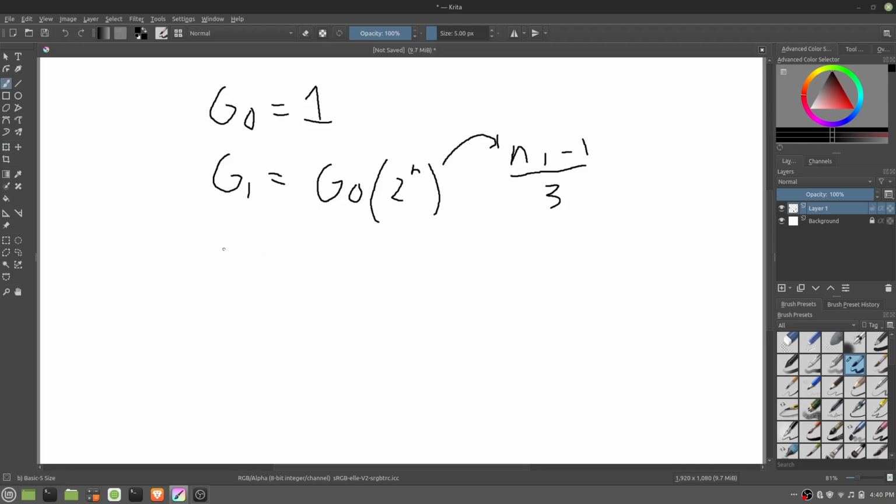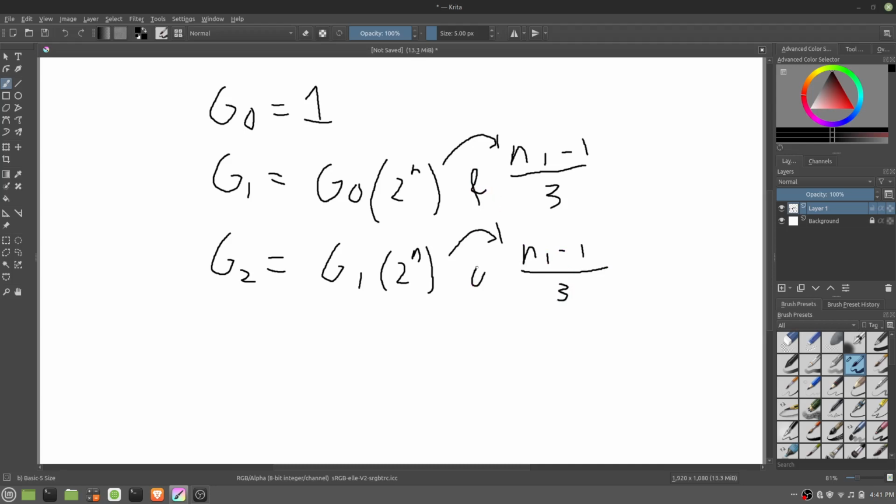Okay, after that, the next generation, you do the same thing. G2 equals the previous generation times 2 to the n. Put that in (n1 minus 1) over 3. If you notice something, when n equals 0, you get the original list of G1. So the next generation will always include all the numbers in the previous generation.